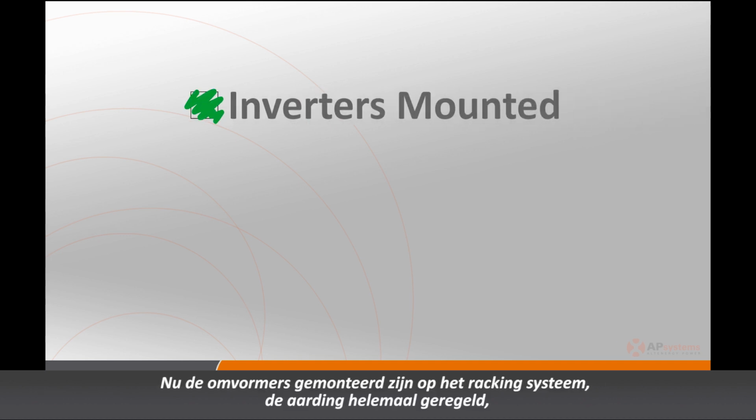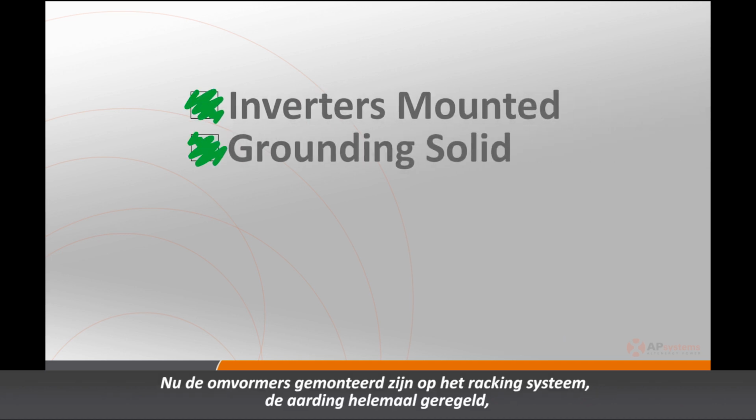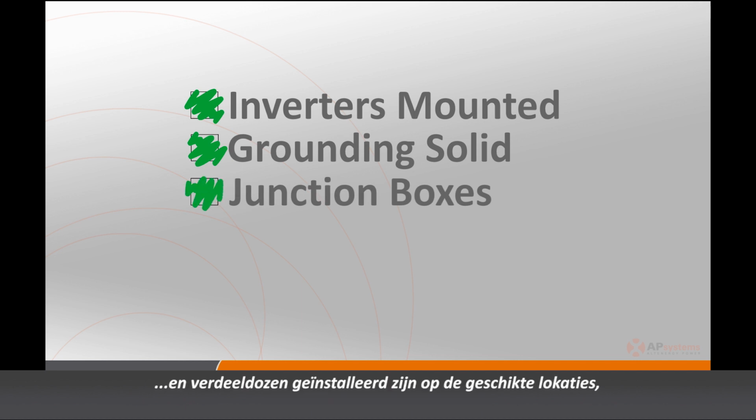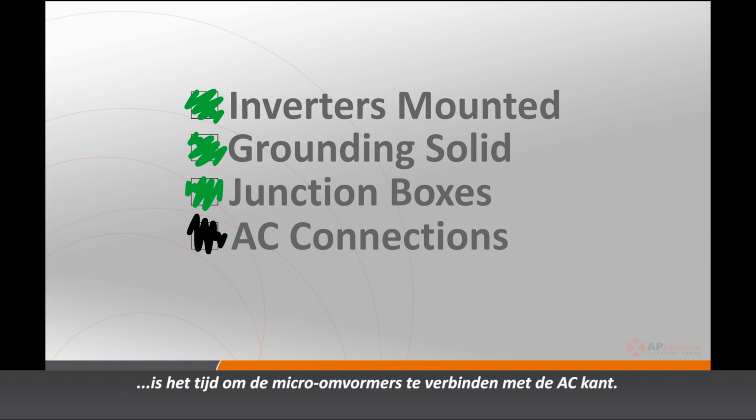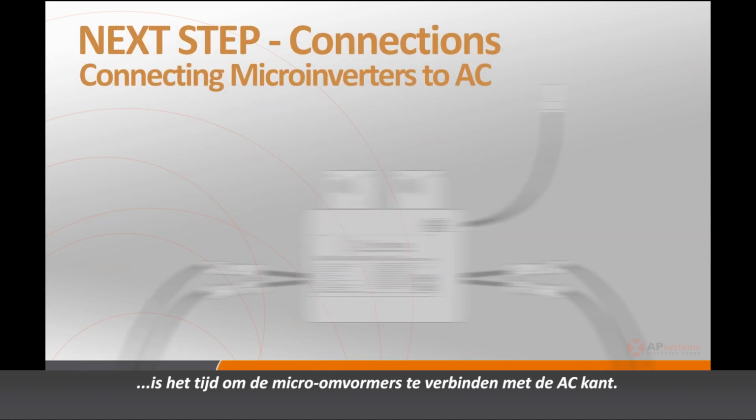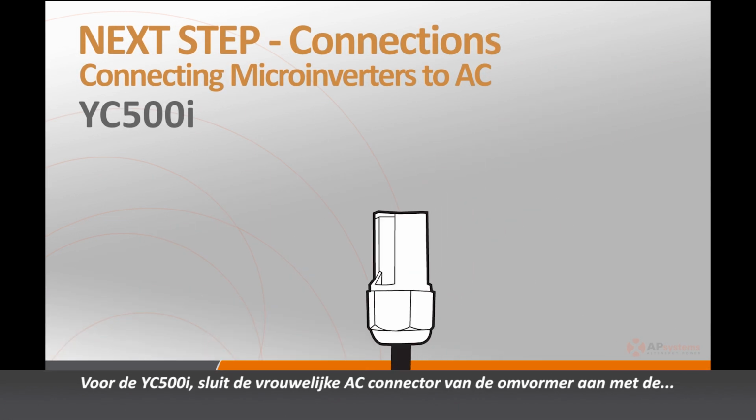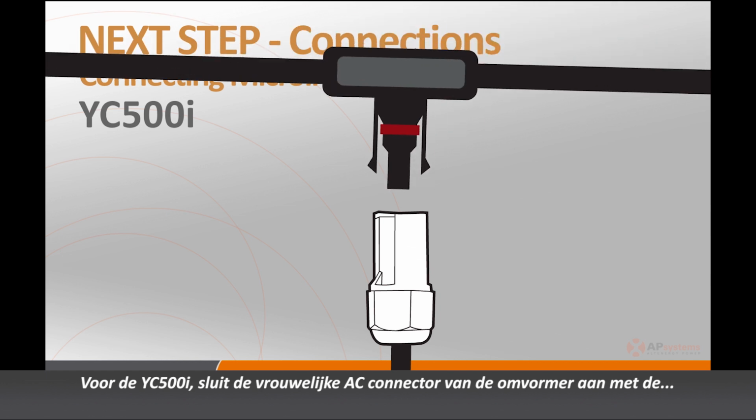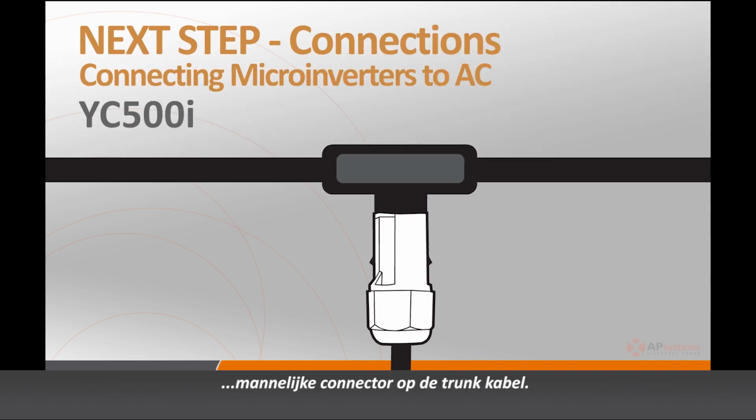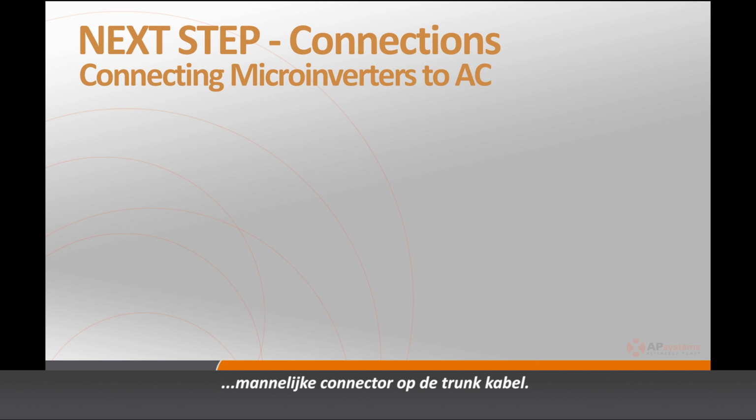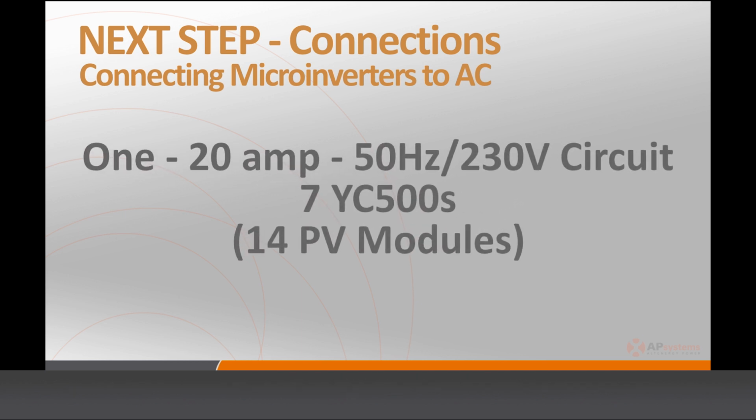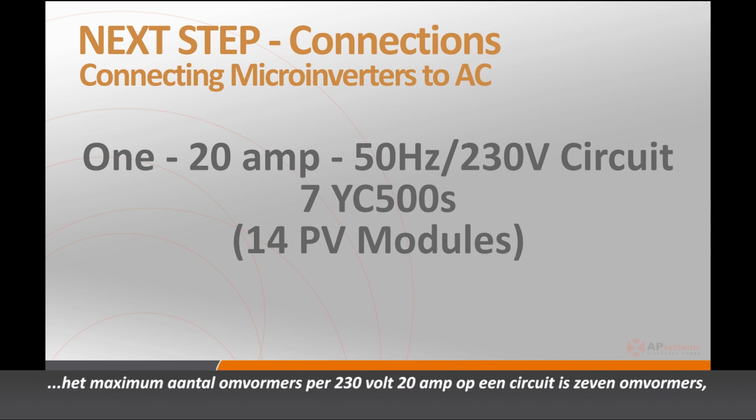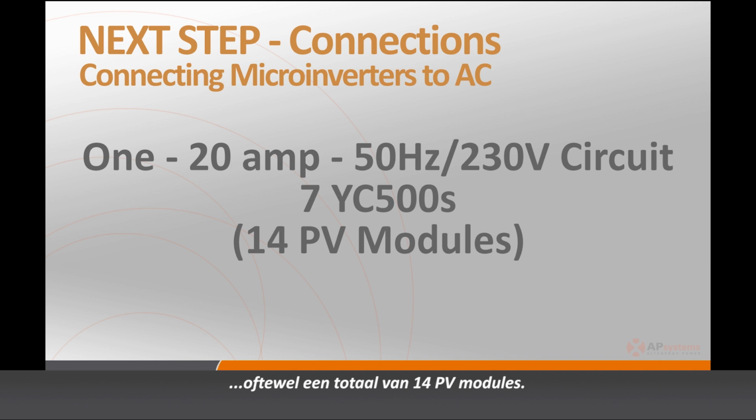With the inverters mounted on the racking system, the grounding all sorted out, and junction boxes installed in the appropriate locations, it's time to connect the microinverters together on the AC side. For the YC500i, plug the AC female connector from the microinverter into the male connector on the trunk cable. When doing so, remember the branch inverter limits. The maximum number of units per 230 volt, 20 amp circuit is 7, or a total of 14 PV modules.